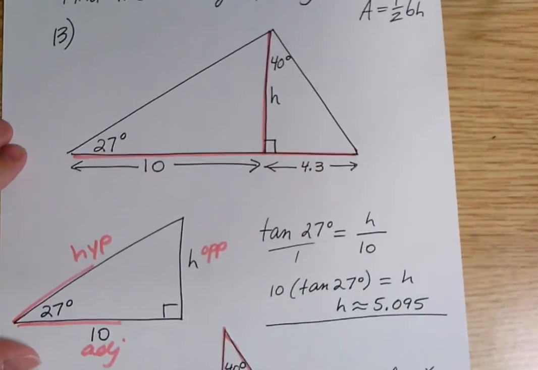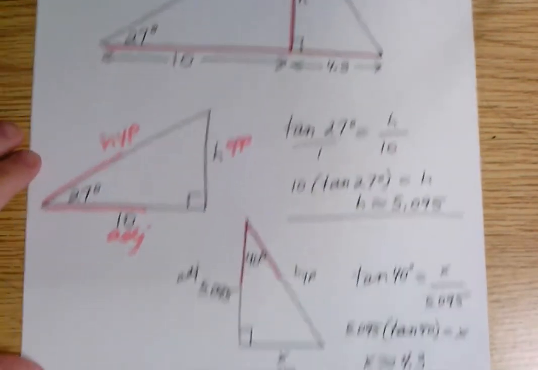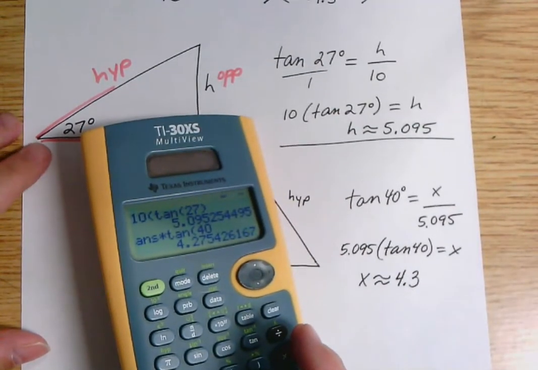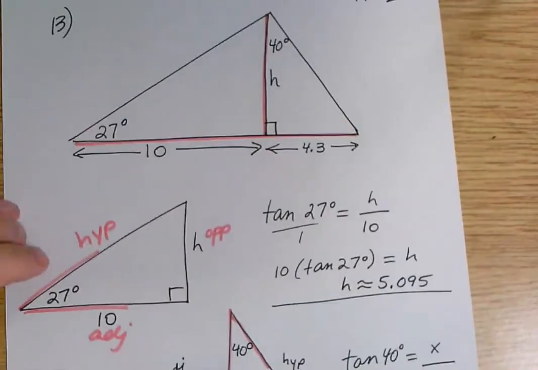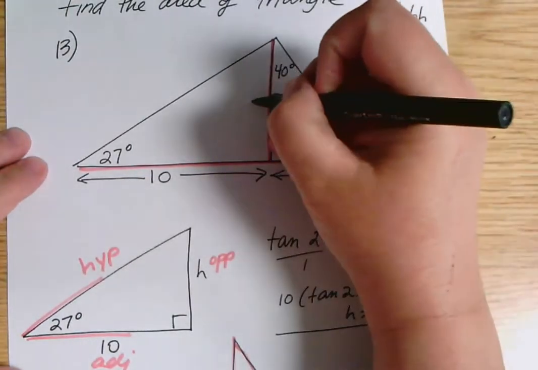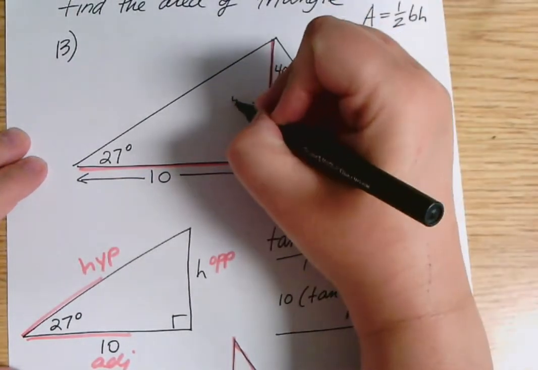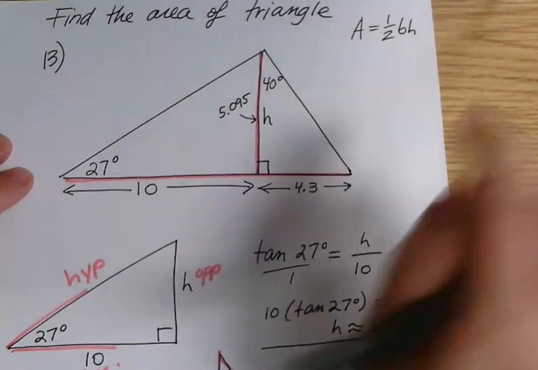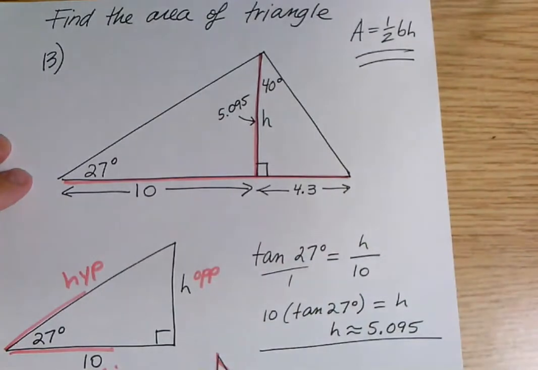And again, I'm really not just finding that, I'm using it, so I could have taken it to a few more decimal places. But that's okay. We'll see if we can use it from there. And then our height was that 5.095 thing. All right, so now I'm ready to find the area.